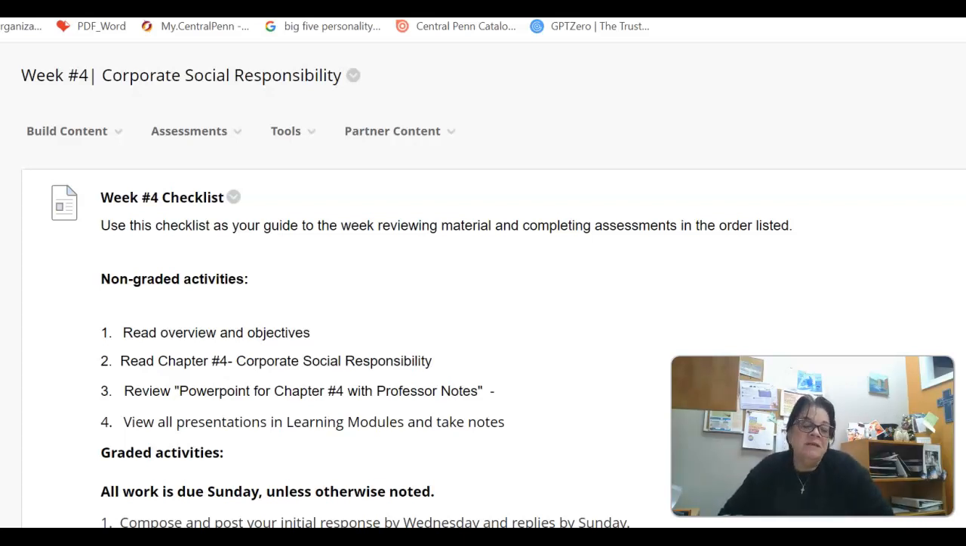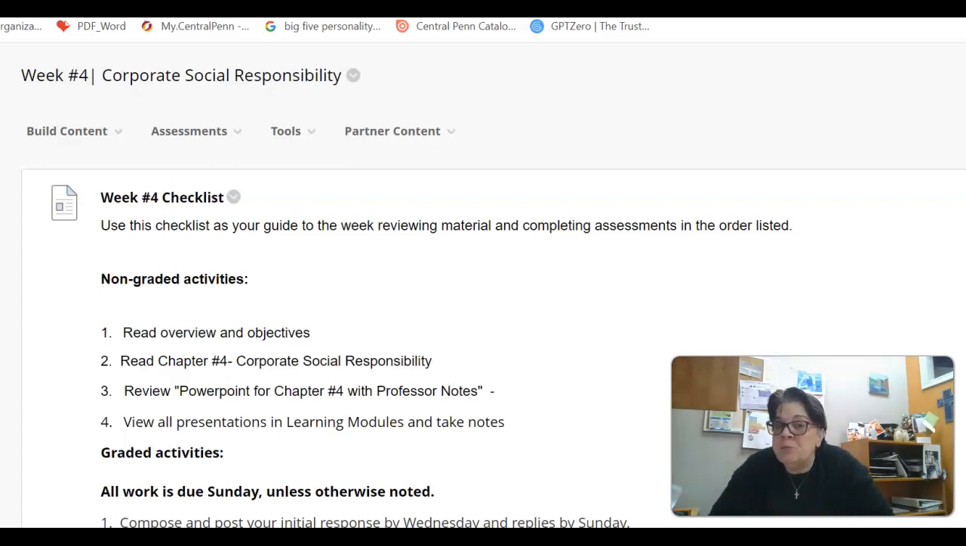This week we are studying corporate social responsibility. You might have heard of that in another business class because it is a hot topic in business in general, but definitely an ethical consideration. How is the organization being socially responsible? What are they doing? Do they have green strategies?